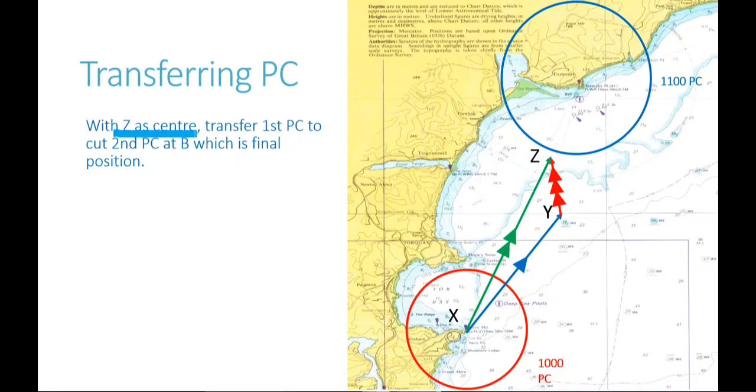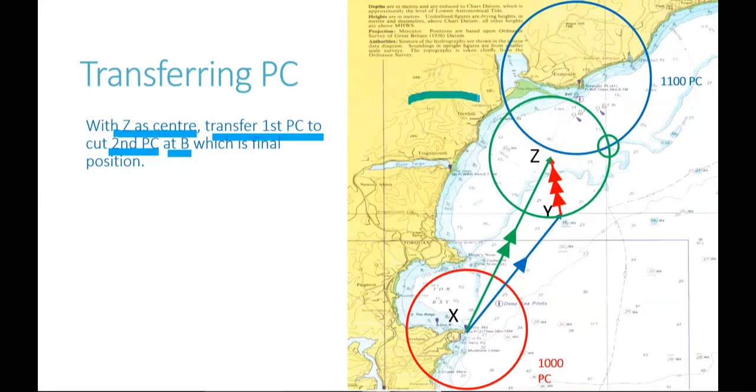So with Z as center, transfer the first PC to cut the second PC at B. So let us transfer it. We kept exactly the same radius, put the center at Z and made the transferred position circle. Now you can see this transferred position circle is cutting the 1100 blue color circle at 2 points. Of these two, one point is in safe waters, and the other one is not in safe waters, it is in dangerous waters.